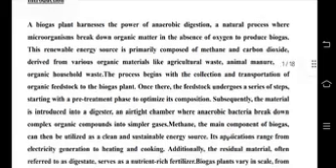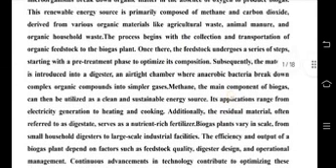Okay, so the process begins with the collection and transportation of organic feedstock to the biogas plant. Once there, the feedstock undergoes a series of steps, starting with the pre-treatment phase to optimize its composition. So initially, we are going to introduce this agricultural waste into this biogas plant, and later we need some pre-treatment to start this process. So after this pre-treatment phase, the next phase will be taking place, which we will be learning later.